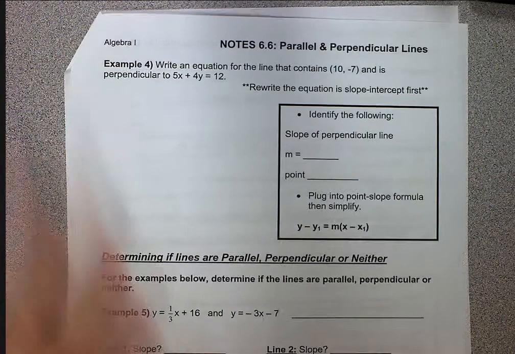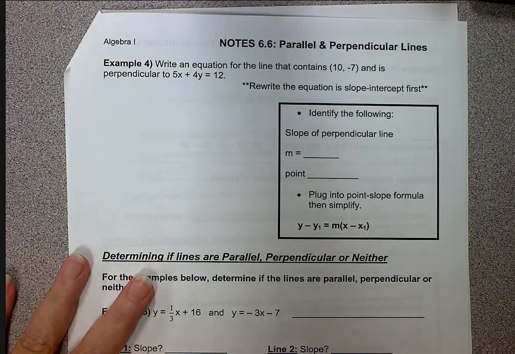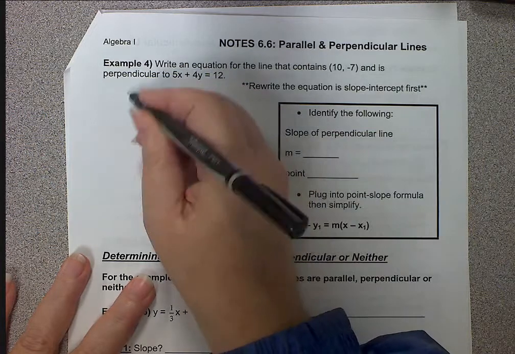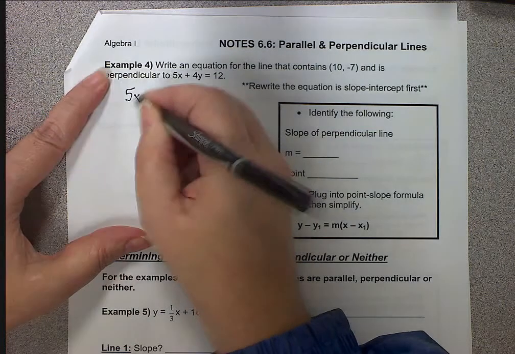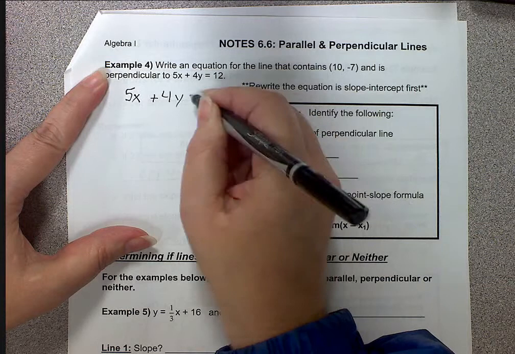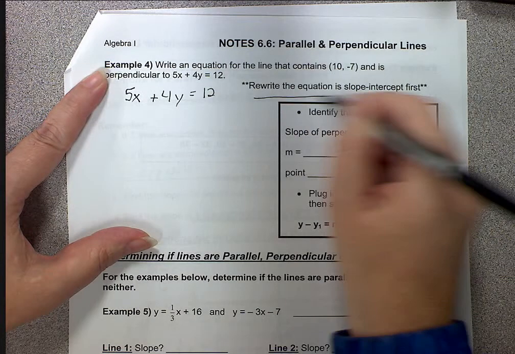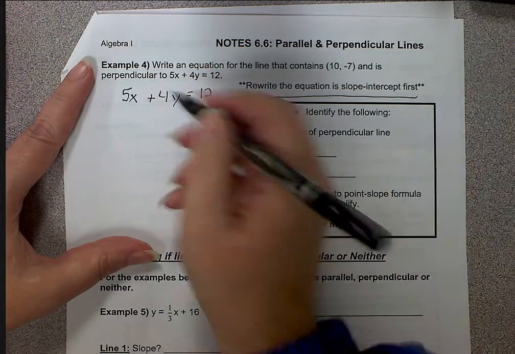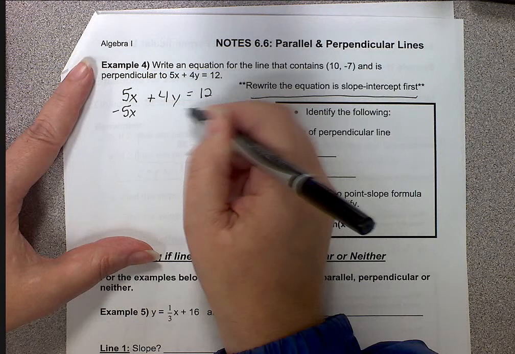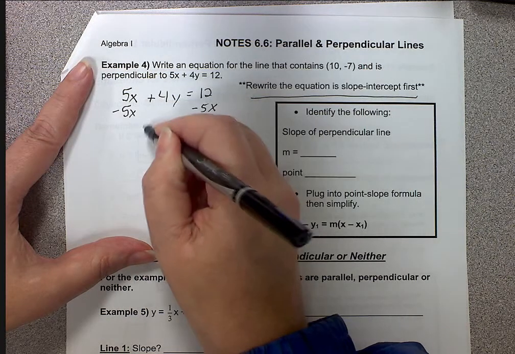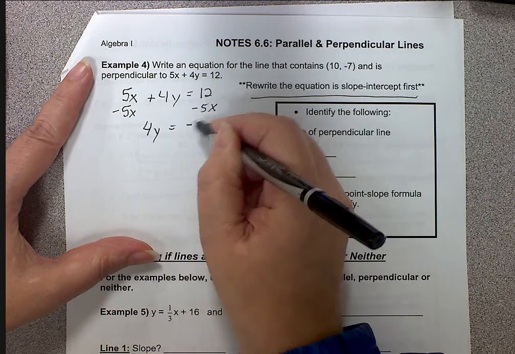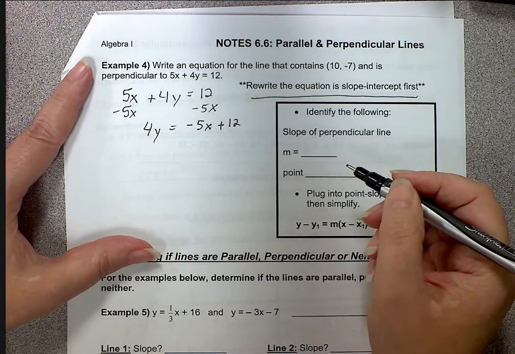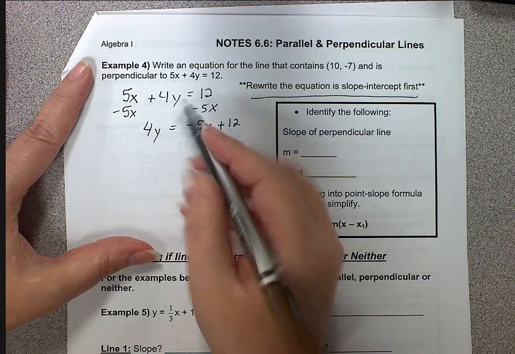Alright, example 4. It says to write an equation for the line that passes through this point that's perpendicular. So I have 5x plus 4y is equal to 12. To find my slope, I must put it into the y equals mx plus b form, my slope intercept form. I subtract 5x from both sides. So I have 4y is equal to negative 5x plus 12. I have to get rid of this 4, so I have to divide by 4.